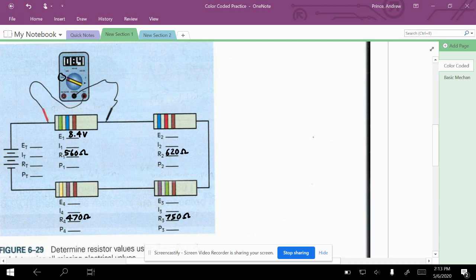So 8.4 volts, and we have a resistance for resistor 1 of 560 ohms. Based on this, I can just input this data and I'll be able to calculate the current and the power for that matter, but let's just go ahead and focus on the current for now. So we've got 8.4 divided by 560, and that gives us 0.015 amps, or move that over 3 places, 15 milliamps.